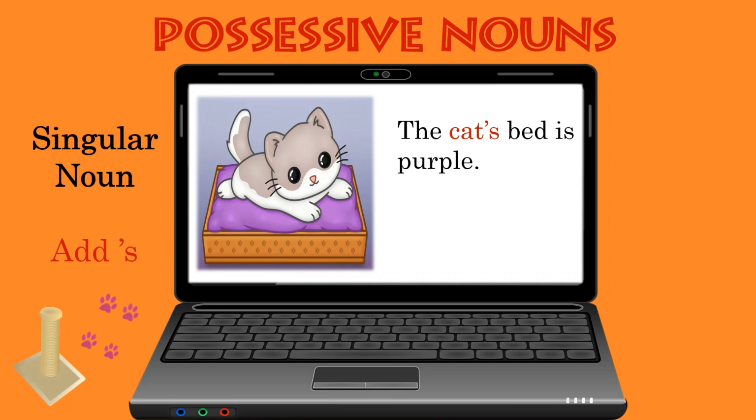The cat's bed is purple. Who does the bed belong to? The cat. Now, let's look at the word cat's. It is singular, meaning one cat, and it has an apostrophe S. C-A-T apostrophe S. It shows ownership.